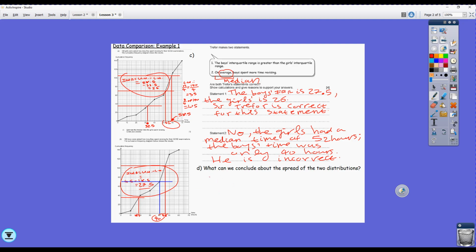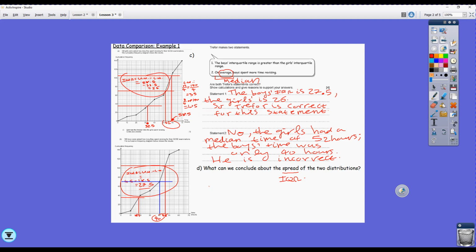So then D, I've added in a little bit of this question. So it's a GCSE question, higher tier paper or intermediate paper, and I'm giving you an extra part. I'm saying what can we conclude about the spread of the two distributions? So where you see that word spread or where you see the word consistency or variety, you should be thinking of the IQR whenever you have cumulative frequency. So basically, we can see that the distribution with the highest IQR is the boys.